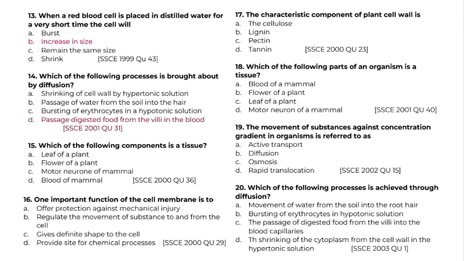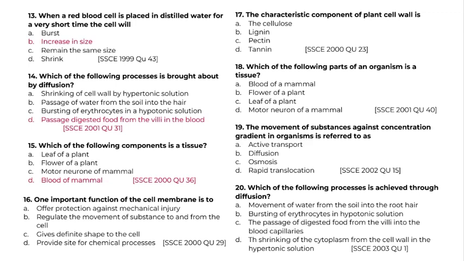Question number 15. Which of the following components is a tissue? A. Leaf of a plant. B. Flower of a plant. C. Motor neuron of mammal. And D. Blood of a mammal. Now, the question is saying which of the following components is a tissue? The blood of a mammal is a tissue. So the correct answer over here is option D.